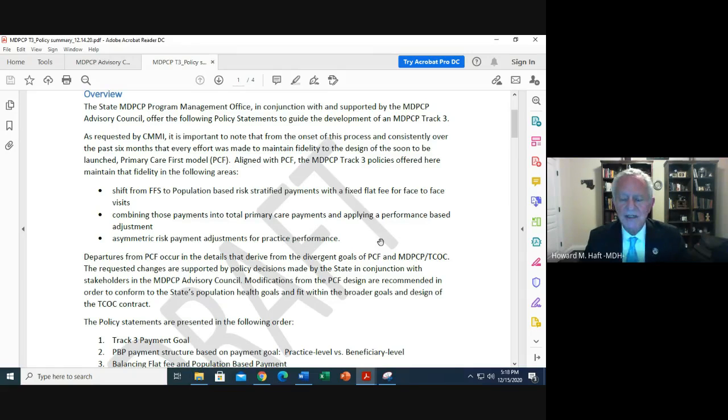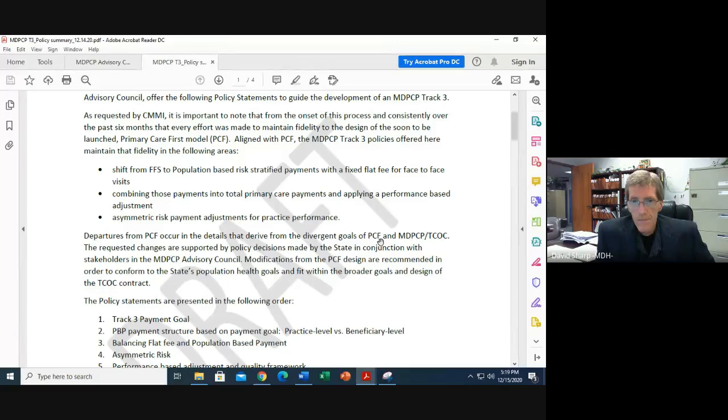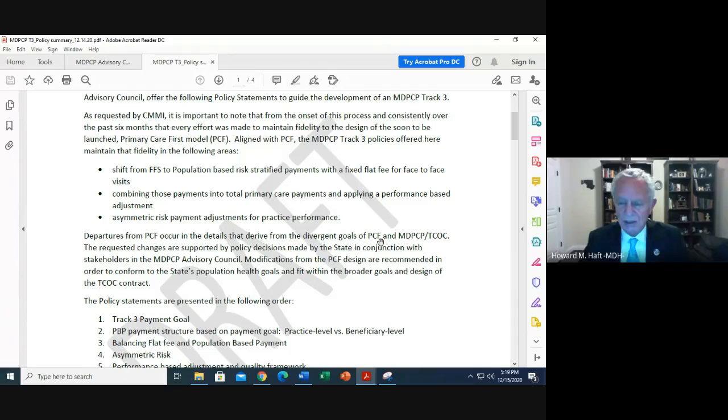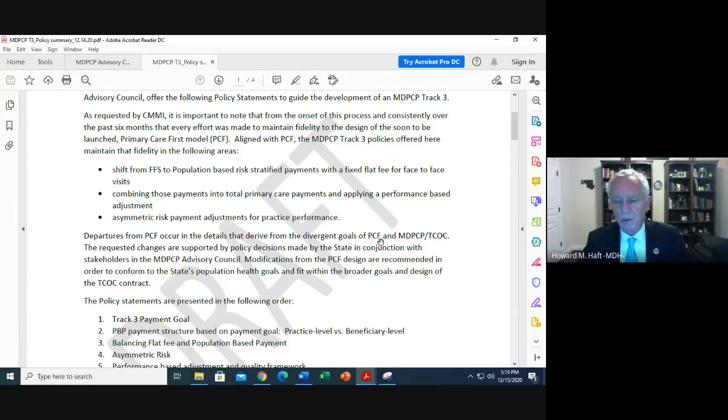We differed in details under each of those broad categories, but the broad structure is preserved, and the departures were from those categories in the ways that MDPCP and primary care first are different. Primary care first is a model that tests things that are not part of a state overall program. They are testing asymmetric payments and population-based payments, whether they reduce acute hospital utilization. And that is not the test for Maryland. We have a separate test, which is whether broad-based statewide healthcare transformation, together with population-based payments, will improve quality and reduce total cost of care compared to a group of comparative states. So it's a different model, different things.